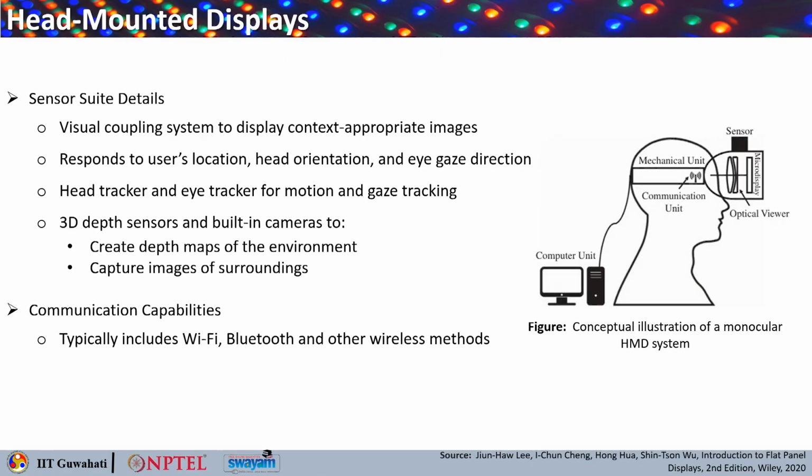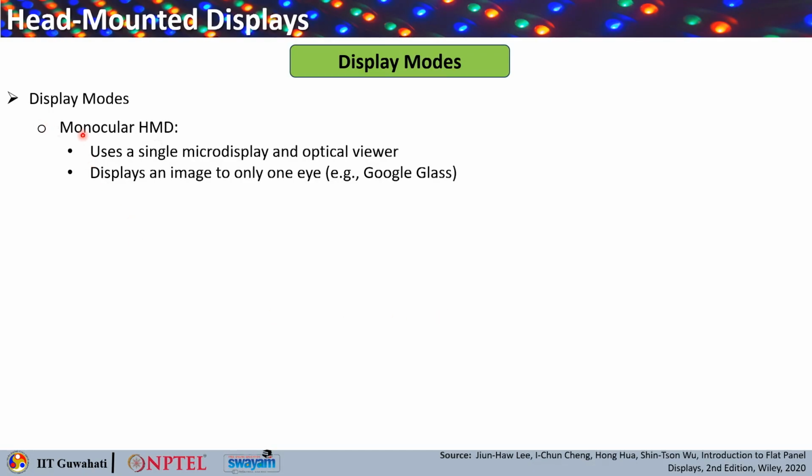Next important thing becomes the display modes. In an HMD there can be different display modes, like monocular HMD. Monocular means it uses a single micro display and optical viewer. So, it is catering to only one eye. This is used for displaying the image to one eye, something like Google Glass.